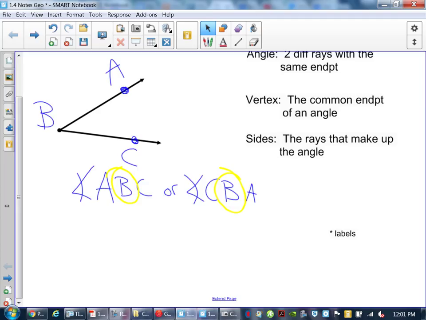Like I said, this is absolutely nothing new for you. The only thing that was new is probably the symbol that I use, and just remembering that the middle letter is always going to be the vertex.